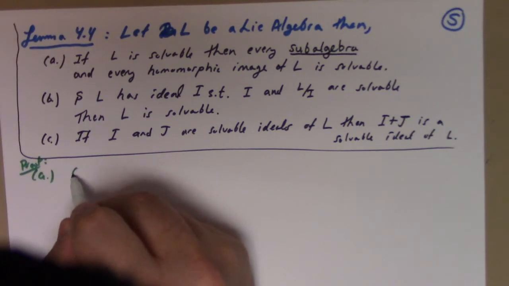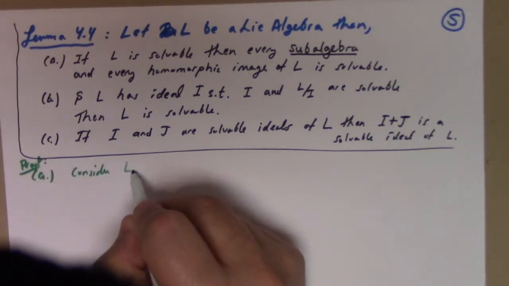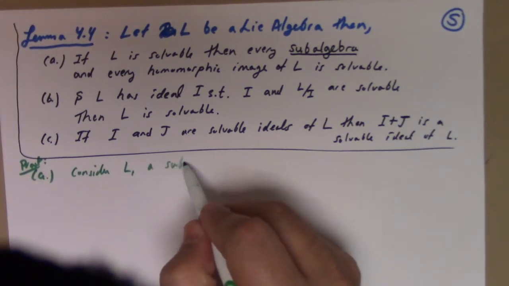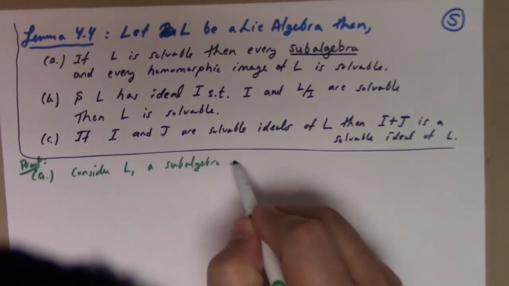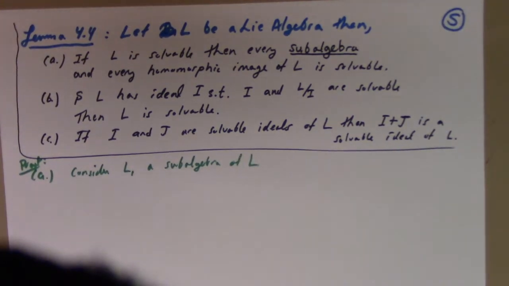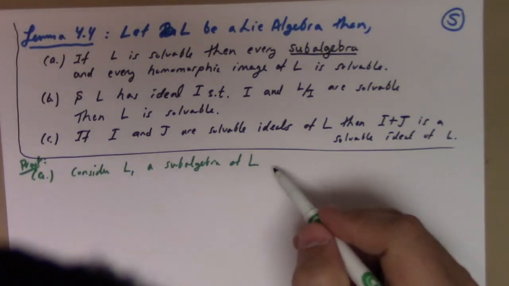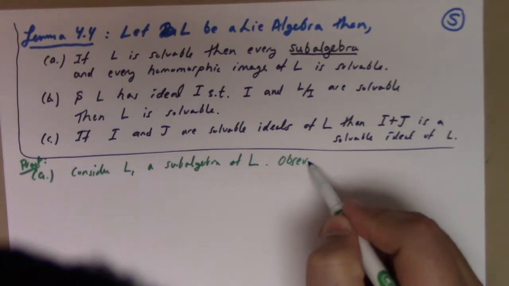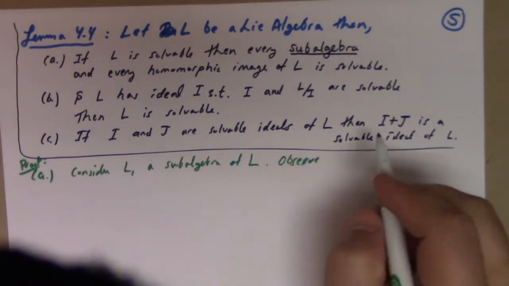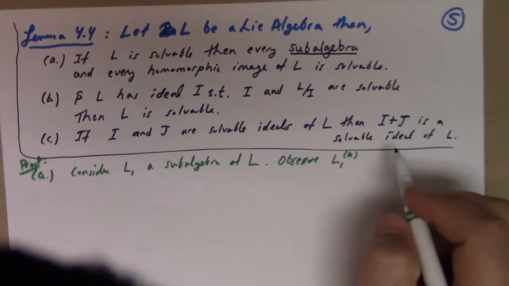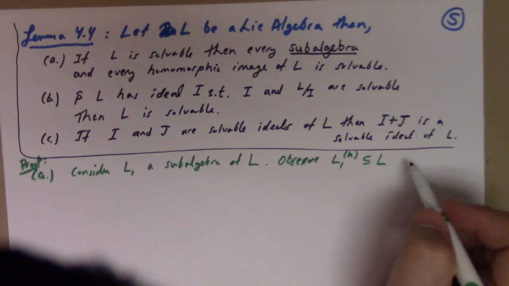Let's suppose L1 is a subalgebra of L, right? He says it's clear that the kth derived subalgebra of L1 is a subset of the kth derived algebra of L. Observe, L1^(k) is a subset of L^(k).